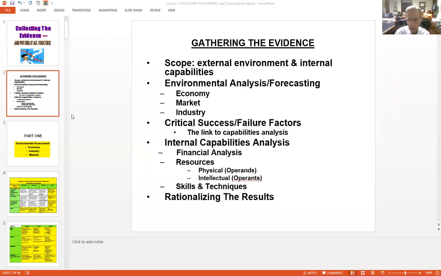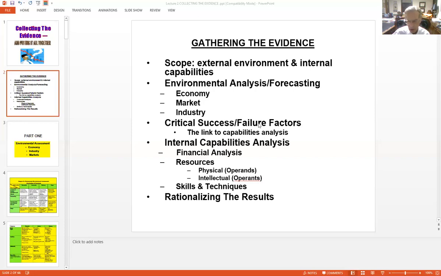So the overview of gathering the evidence includes both the external environment and internal capabilities. You can see that there's a little bullet in the middle entitled Critical Success Factor Analysis. Critical success factors are those capabilities that distinguish winners from losers in competition. And we learn those by analyzing the industry. Once we've done that, then in looking at internal capabilities, we try to assess whether or not the firm has strengths or weaknesses in those particular success factors.